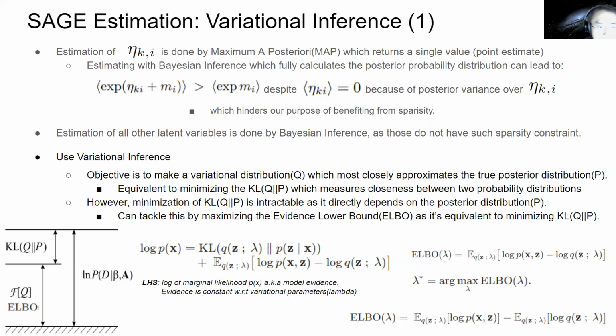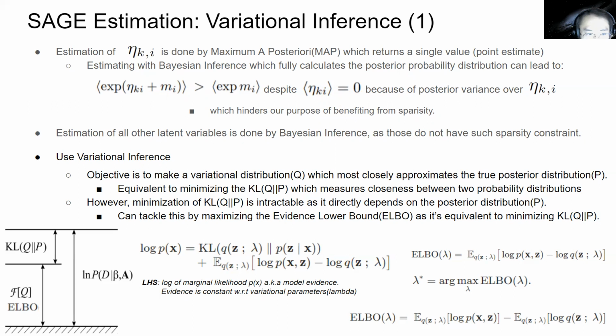So the component mean with MAP returns a point estimate because we want sparsity in our model, right? The component mean is the first part of the component itself, and the second part of the component is the variance. For the variance, we have no such sparsity constraint, so we can estimate it with Bayesian inference, which fully calculates the posterior probability distribution. And the specific estimation method is variational inference.